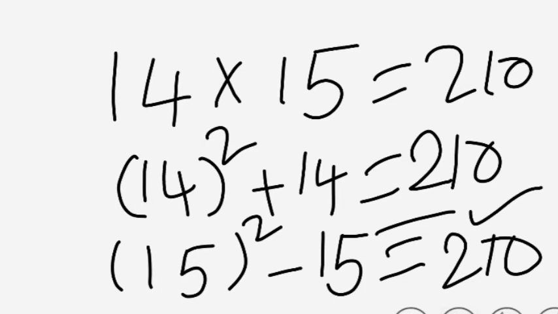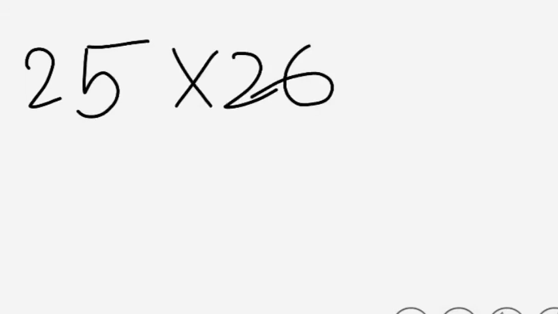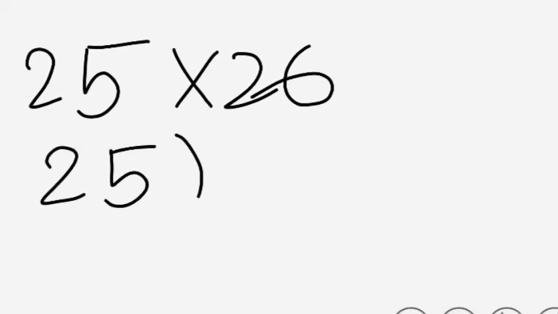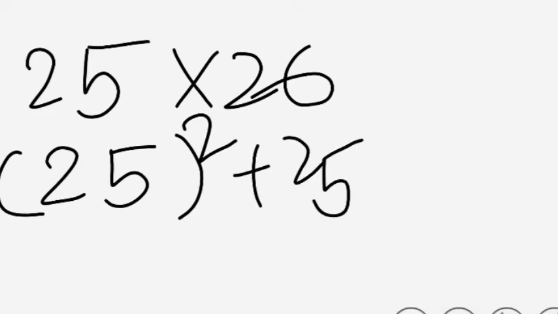So let's take another example to get a clear idea about this topic. Let's take an example like this, 25 into 26. So how to calculate this? Apply the same procedure that we did previously. Take the small number from this, square it, and add the small number. So 25 square plus 25, so 625 plus 25 would be 650.